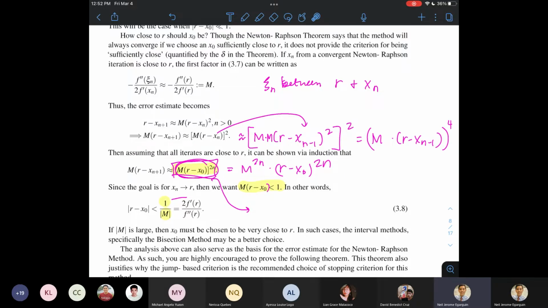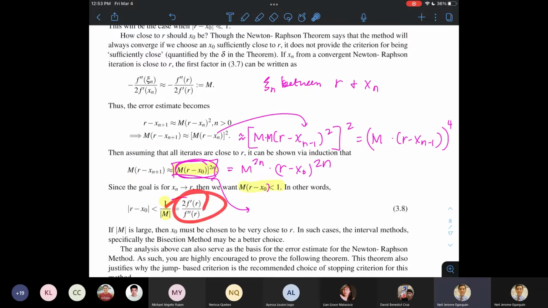Pero if you can compute the derivative and the second derivative of the function, then you can find upper bounds for them. Pwede kang kumuha ng upper bound para kay f prime, lower bound para kay f double prime para makuha yung maximum value ni 1 over magnitude of m. Now, if the magnitude of m is large, then x sub 0 must be chosen to be very close to r. Okay? Kasi pag malaki si m, ibig sabihin yung 1 over magnitude ni m ay maliit na number. So yung distance between r and x sub 0 should be very small. So that would be a very huge problem. However, if m is small, then we can kind of relax kasi medyo kahit malayong x sub 0 posible. All right?